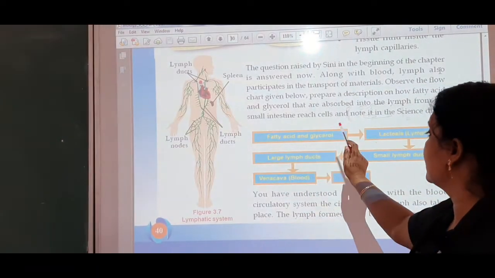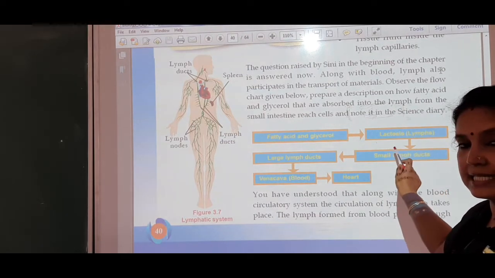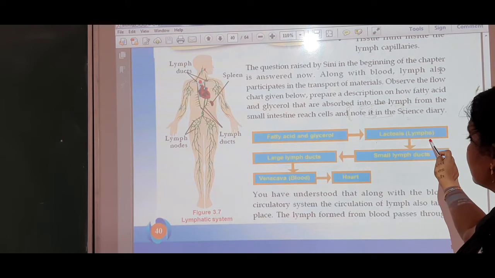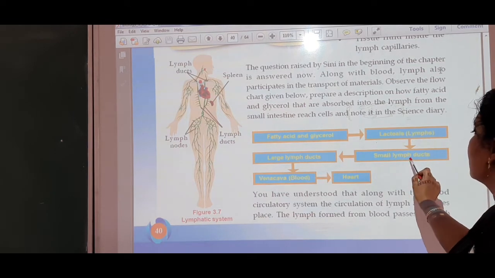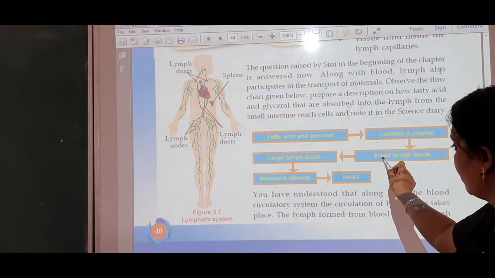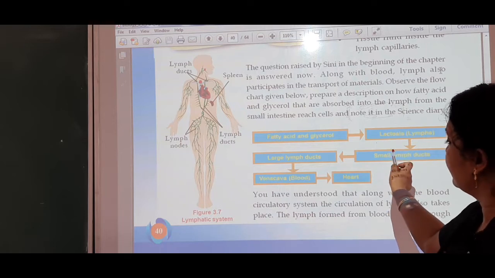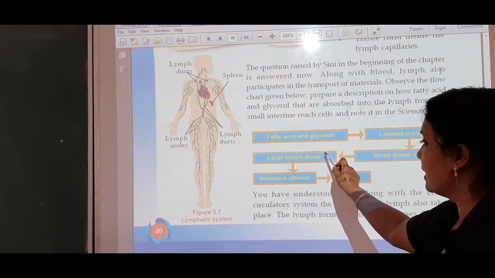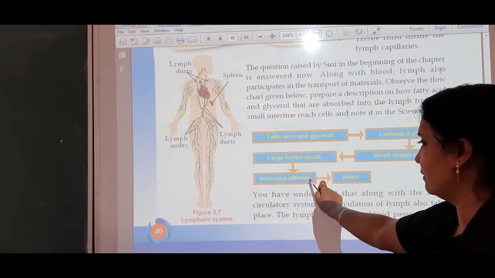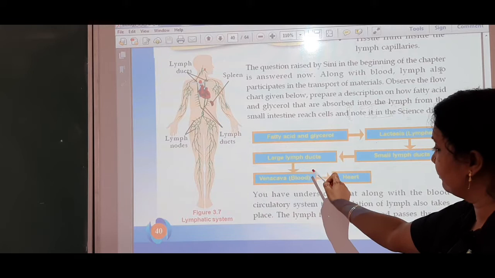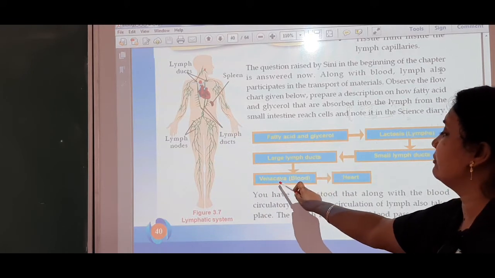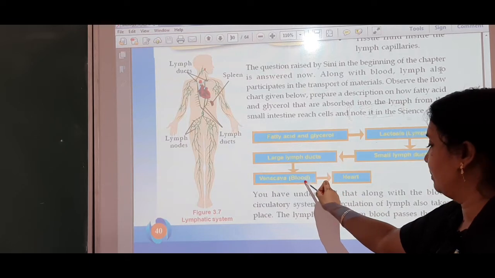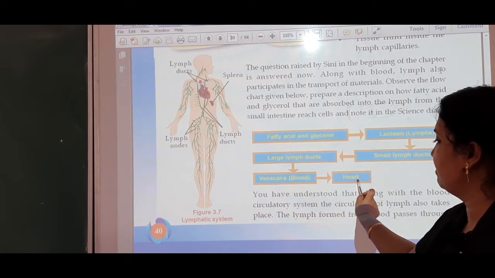The fatty acid and glycerol absorbed into lacteals. Lactealsനകത്ത് lymph ഉണ്ട്, and from the lacteals it reaches the small lymph ducts, and from the small lymph ducts the nutrients, അതായത് small lymph ducts unite together to form large lymph ducts ലേക്ക് വരും. Large lymph ducts finally vena cava ലേക്ക് ഓപ്പൺ ചെയ്യും, and the lymph, when it opens to the vena cava, finally mixes with the blood, and the vena cava carries blood to the heart.